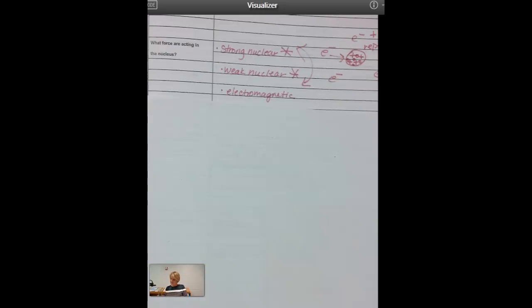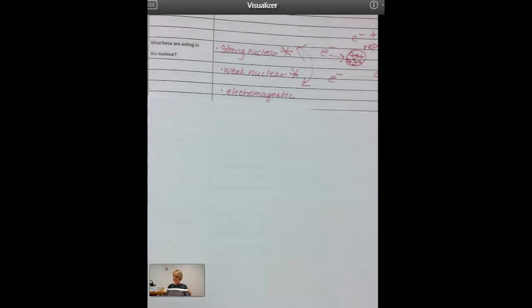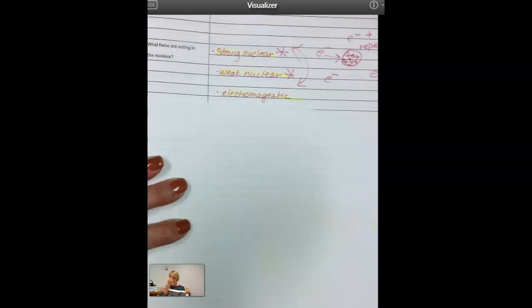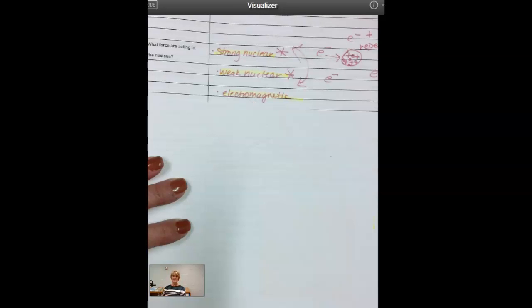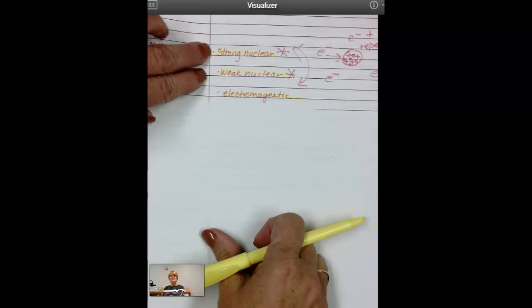Okay, so the next question that we're going to have is, what are the forces that are acting in the nucleus? We're not going to get into an in-depth discussion on it, but there are three forces that are acting: the strong nuclear, the weak nuclear, and the electromagnetic. We've talked about the electromagnetic a little bit already, because we talked about how a positive and a negative will attract, where two negatives repel and two positives repel. That's very normal. Everybody knows that. We've seen magnets before. But why do we need a strong nuclear force or a weak nuclear force in the nucleus, or in the atom?